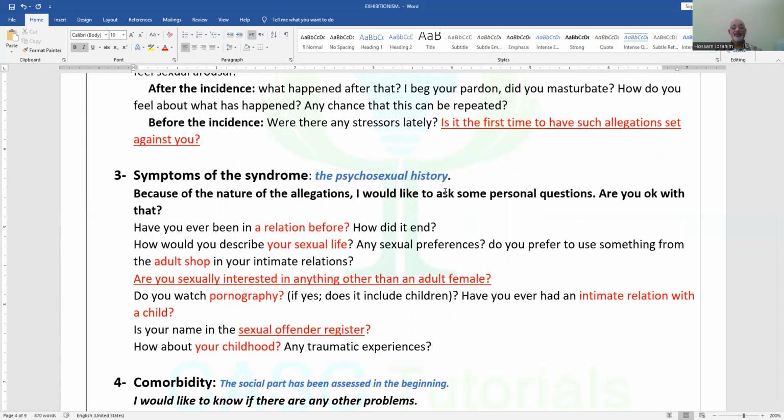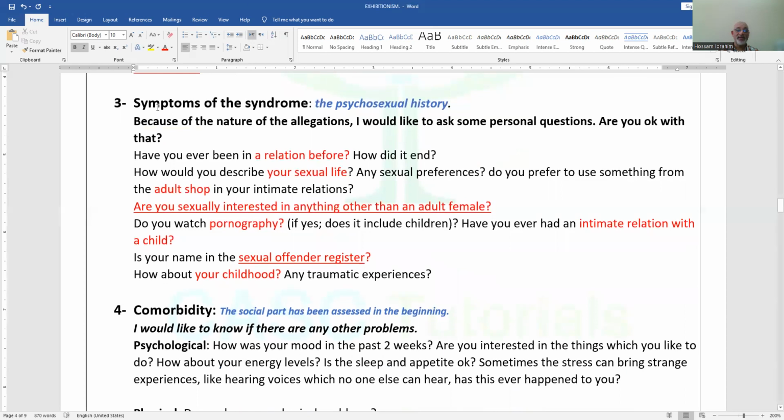Okay. Having said this, these are the same set of questions as in the station of erotomania. So I highly recommend that if you practice one of them, you also practice the other station, erotomania and exhibitionism being very close to each other. So you go through this sensitive area smoothly, also saying, because of the nature of the allegations, I would like to ask you some personal questions. Are you okay with that?